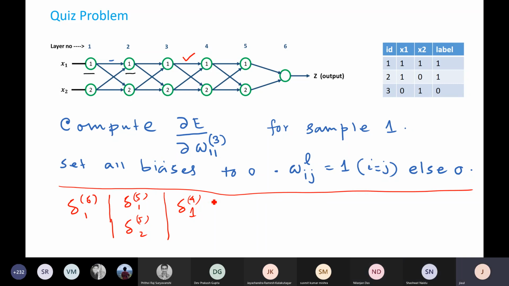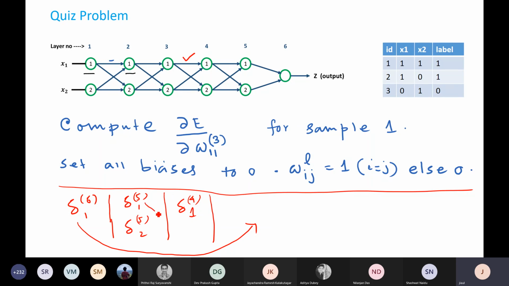Now, in order to compute these deltas, for example delta 6 1, what are the quantities I need? The predicted output and the real output. What else? I61, the activation value from this, which is essentially the predicted output, I believe. Okay, that's actually trivial, but anyway.